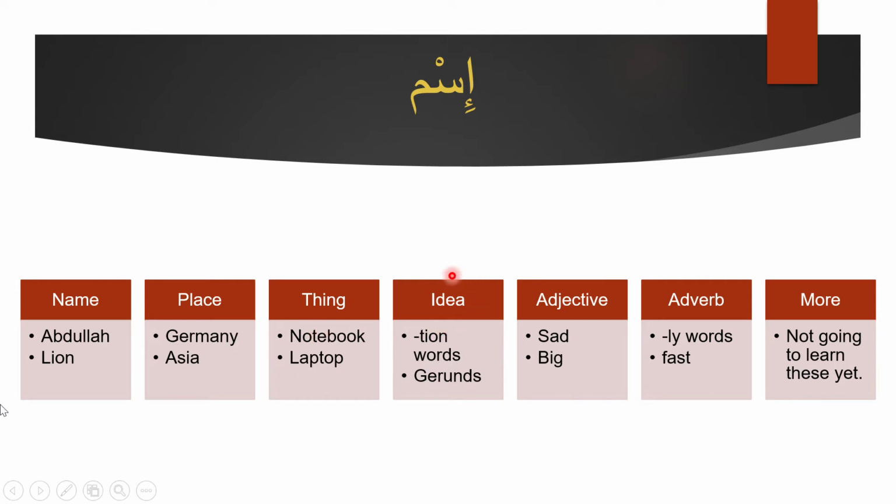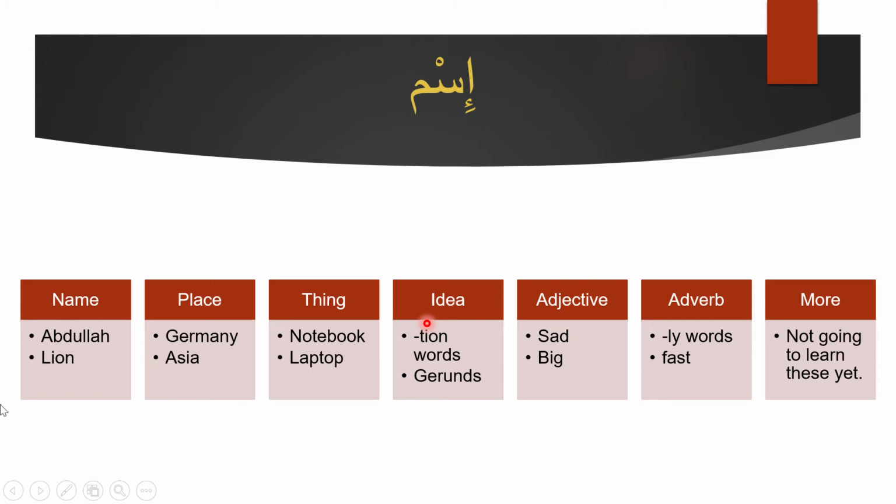Now comes something new: idea. Idea is basically something that you cannot touch. For example, if I say laptop, I can touch my laptop. If I say books, I can touch the books. But if I say something more abstract, like education, can you feel education? Can you touch education? No, right? That's why it is an idea.